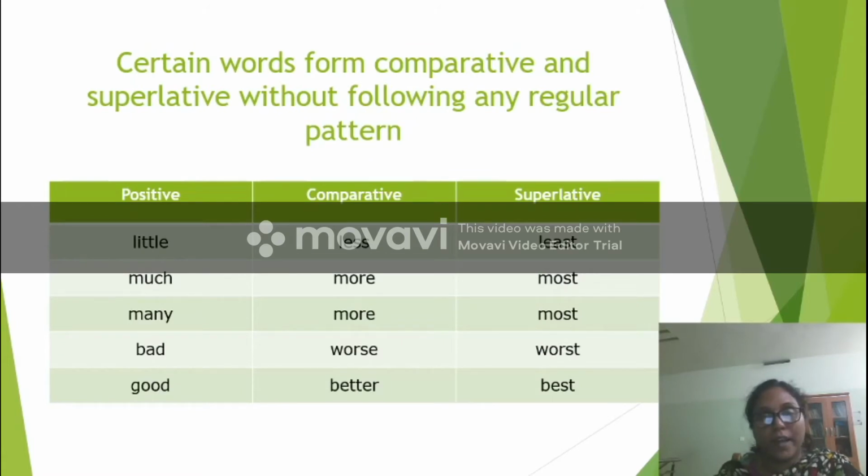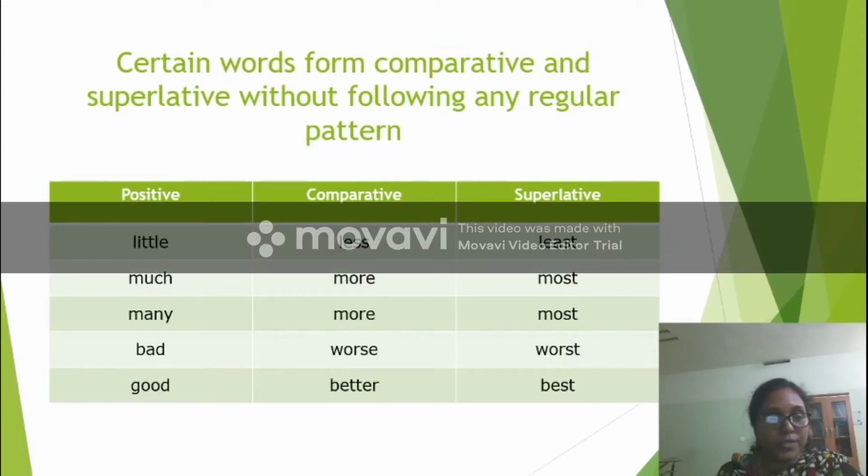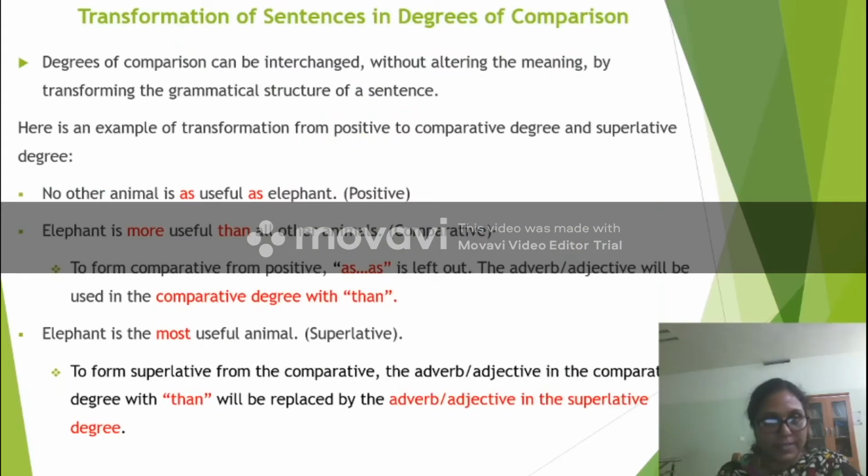Certain adverbs and adjectives don't follow any regular pattern. Instead, they form their comparative and superlative entirely different from the other words. For example, little, less, least, much, more, most, many, more, most, bad, worse, worst, good, better, best.